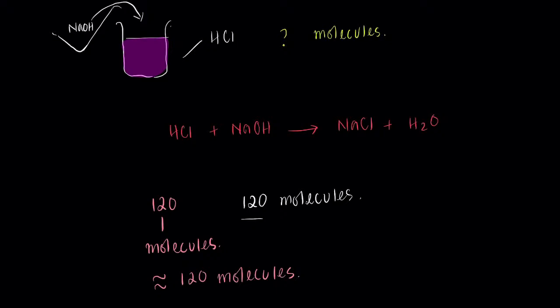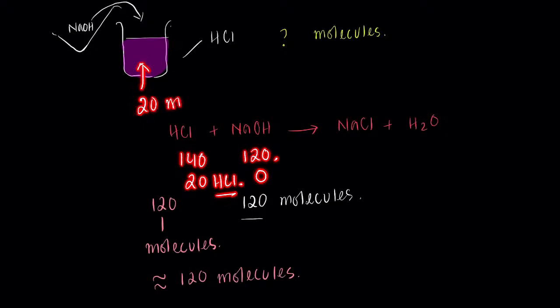Can it be more than 120? If hydrochloric acid was more than 120, the color would not turn pink. Let's say it was 140, and I put 120 NaOH in there. This would react, 120 would turn into 0, and I'd have 20 HCl molecules in excess. So 20 HCl molecules will remain here. And if they're there, the solution will be colorless and not be pink.